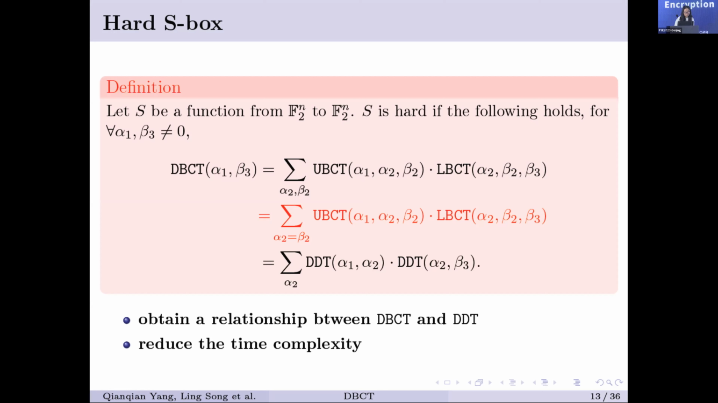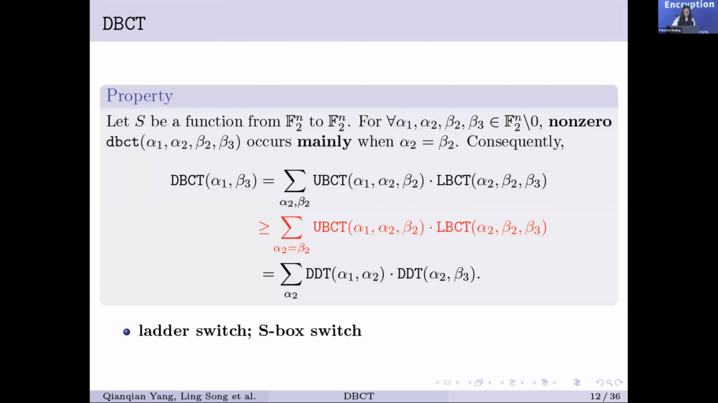Firstly, for S-boxes, DBCT is equal to UBCT times LBCT, and there are 4 dimensions. But we can use DDT to compute DBCT with only 3 dimensions. So first, it can reduce the time complexity. And for general S-boxes, the equation is always true.